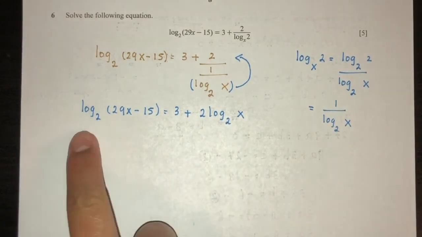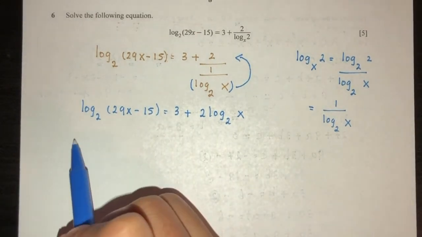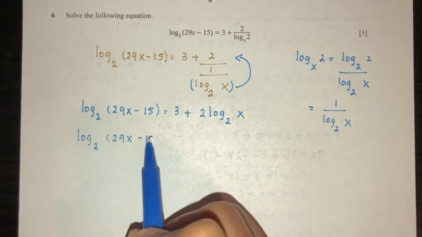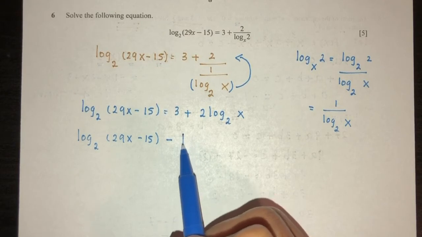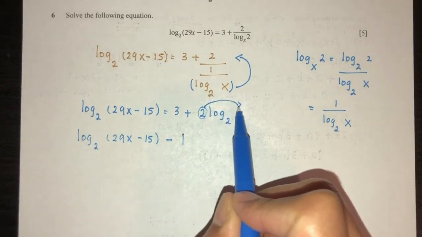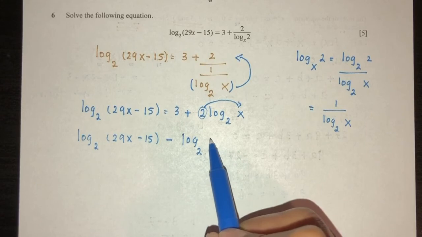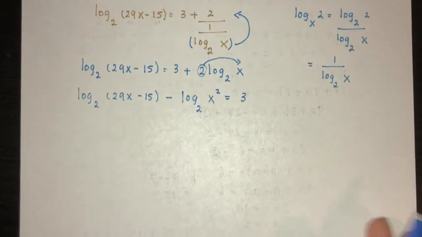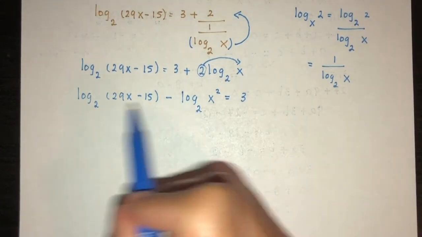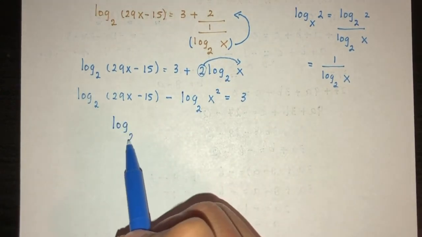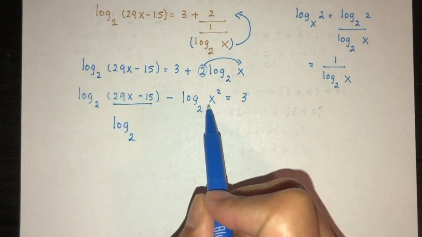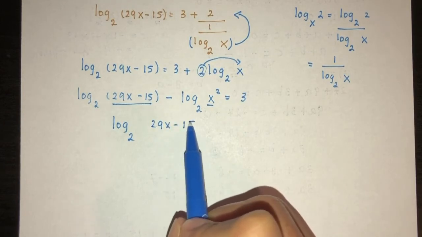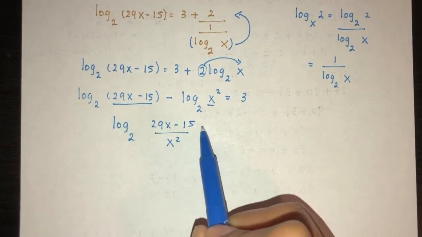Now let's send everything to one side, all the logarithms to one side. You will have log base 2 of (9x minus 15) minus, we can send this here, log base 2 of x squared is equal to 3. Now we can simplify. You will combine those two. You will have log base 2 of, combining the insides together, since we have minus it will become (9x minus 15) divided by x squared, is equal to 3.